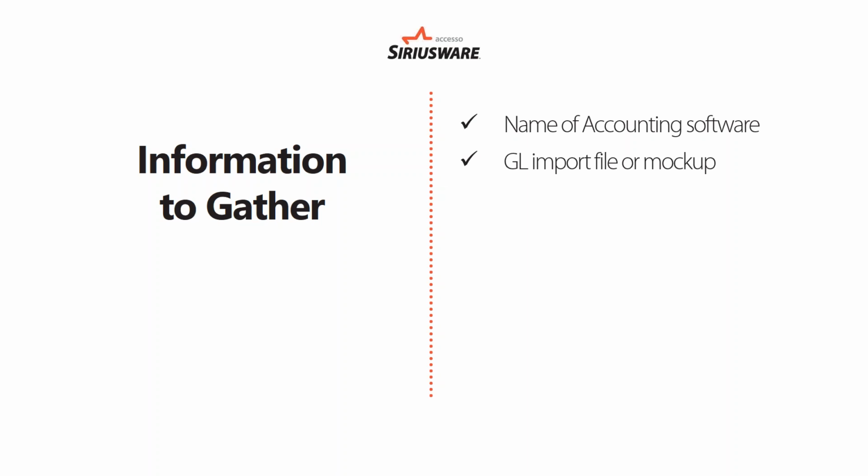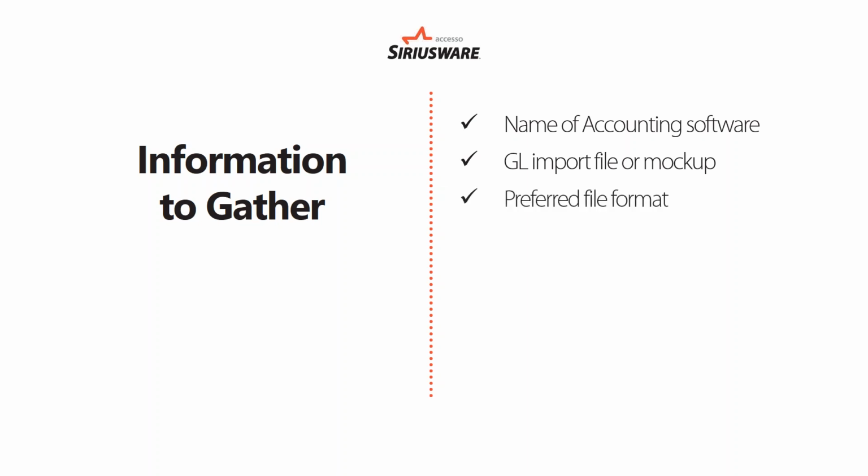The GL import file or mockup. If you're using a current import file, so you're generating your own import file and then pulling it up into your export, it's perfect. And we can just take that and say, okay, we'll use that, and that'll be the format which we're looking to achieve with the export.